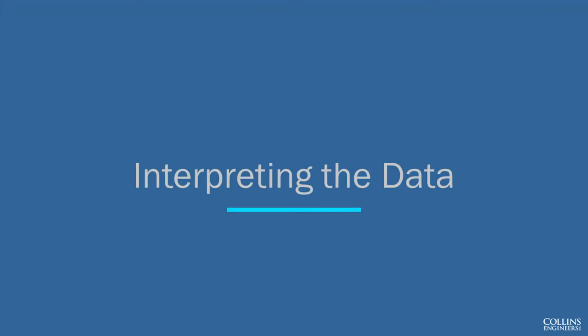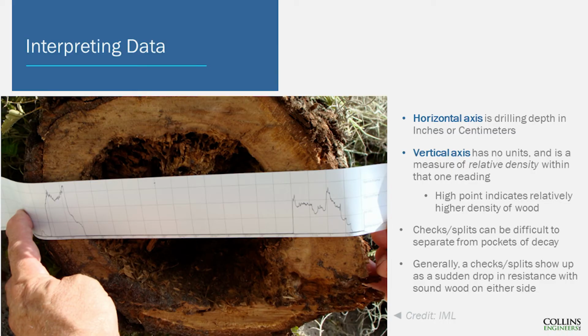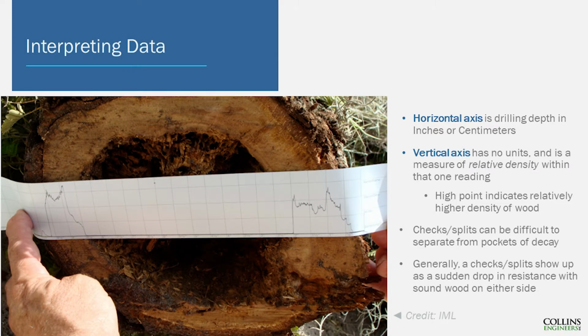So let's go on to interpreting the data. This is an example of one of the older types of resistograph that has a paper printout. So the horizontal axis is your drilling depth, basically, in inches or centimeters. The vertical axis is unitless, it's just relative density. So the high point's the highest density, and the low point's the lowest density. So you can see on the left where it comes in, you get high resistance, drops off in the void, then comes back again on the right side. So it's just a really good way to visually illustrate it.